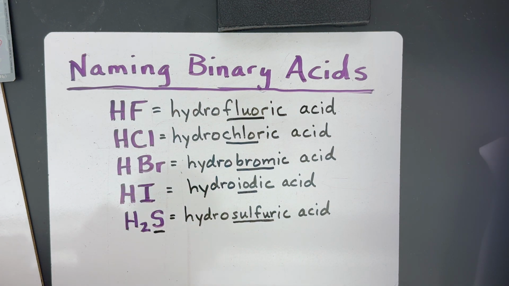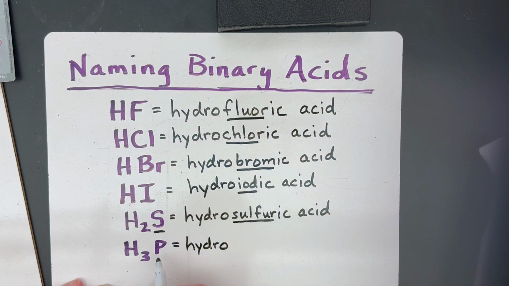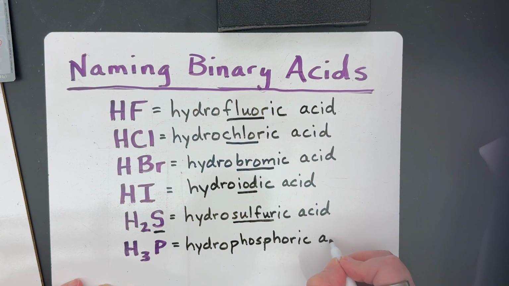Another one might be H3P. Again, it's binary because only two elements, even though there's four atoms. And P is phosphorus. So we're going to start with our hydro. Notice they all have hydro in the front. This is phosphorus. So we're going to keep phosphor, but we're not going to keep the OUS. We're going to change it to an IC, acid.